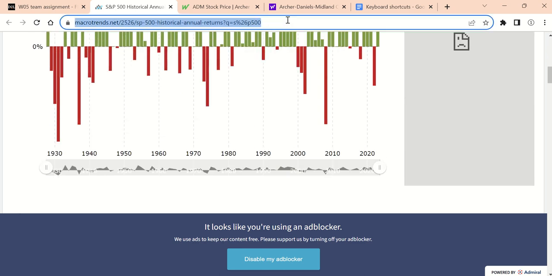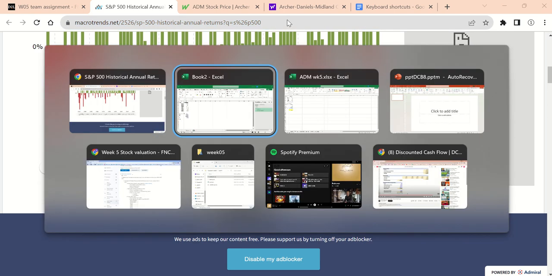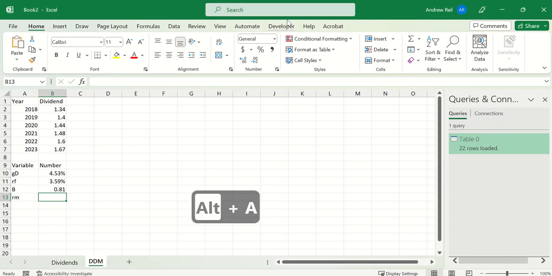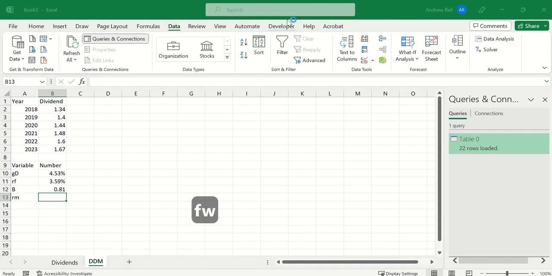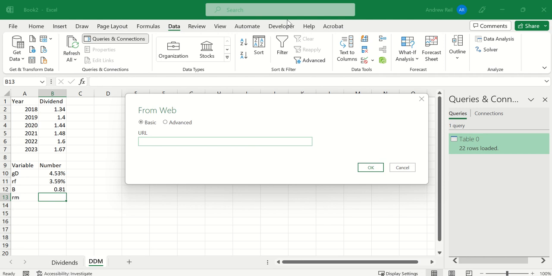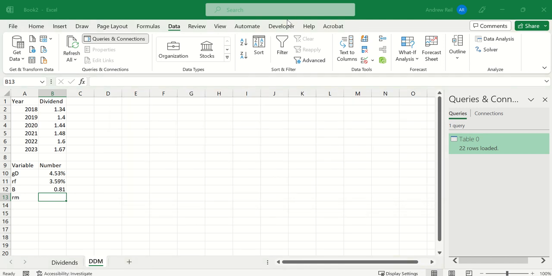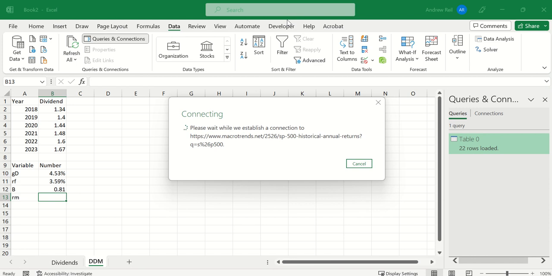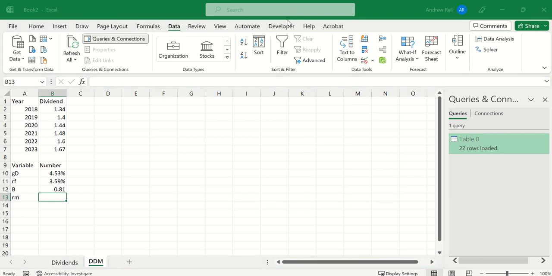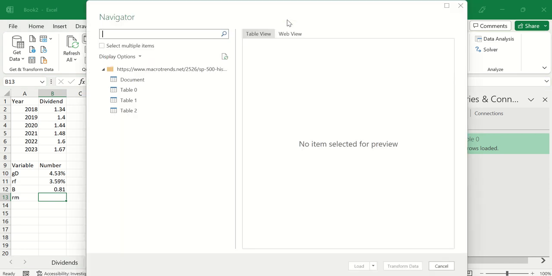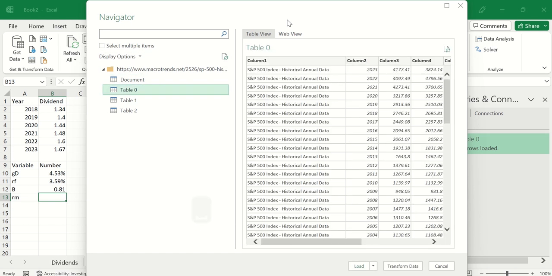So copy, or Control L to get up to the URL, and then Control C, and then back to our page, Alt A, FW, Control V, tab, tab, tab, tab, tab, tab, tab. I think it's also table 0. I'm going to space it just to see. Yep, that's it. Okay, enter.